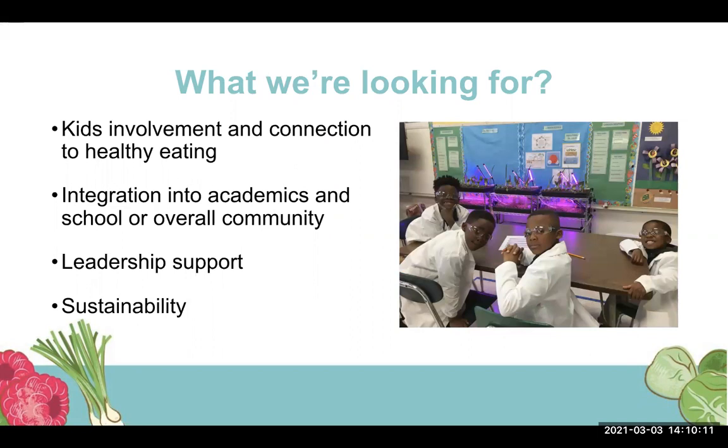So what we're looking for when we review the garden grant applications are a lot of things. One of the big ones is child involvement and connection to healthy eating. So we really love to see applications and programs that involve the kids or the students in all aspects of the garden, from planning to planting to harvesting to maintenance, to how they learn in school. We really like to see that the garden is also an impetus for conversation about where food comes from and about healthy eating overall. Additionally, being integrated into not only the academics of a school or the educational programming if you're a nonprofit applying.